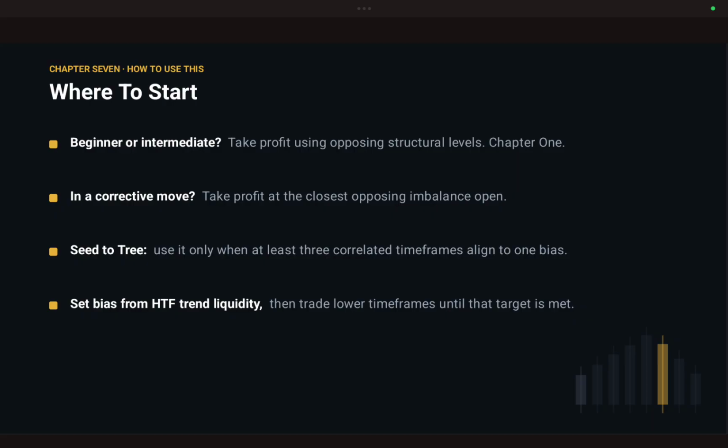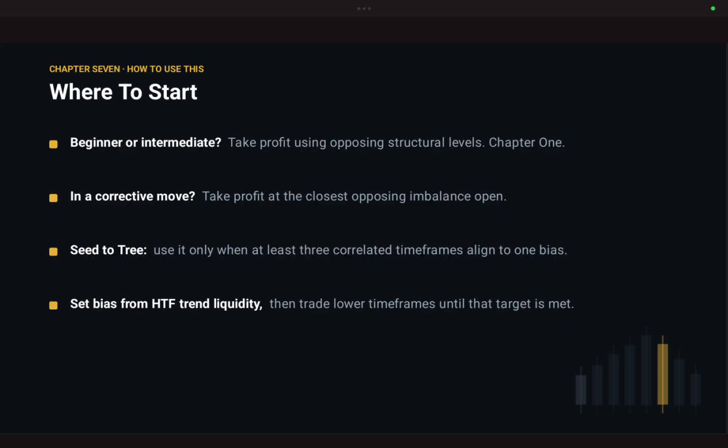In a corrective move, which is a counter trend move, a retracement move, you should take profit at the closest opposing imbalance. Price moves in impulse and corrective moves. Impulse move, corrective moves, impulse move, corrective moves. The impulse moves are pro trend moves. The corrective moves are counter trend moves. So in a corrective move, you should take profit using the closest imbalance open.